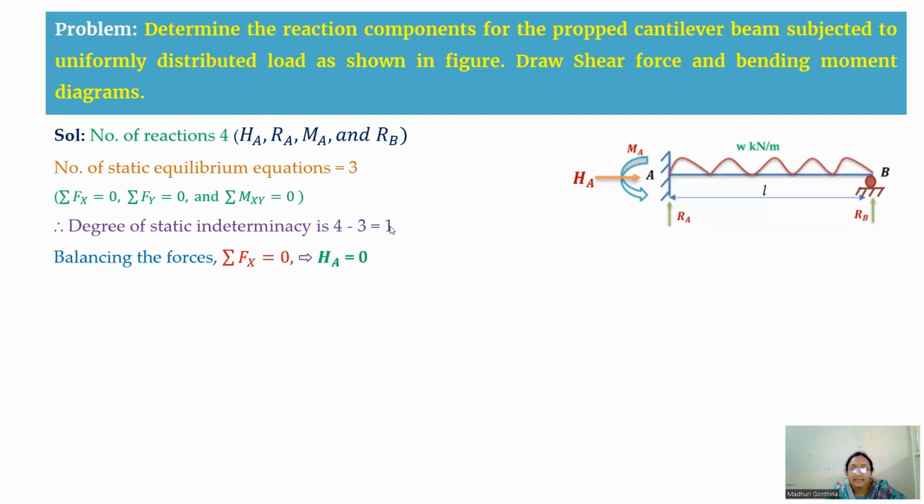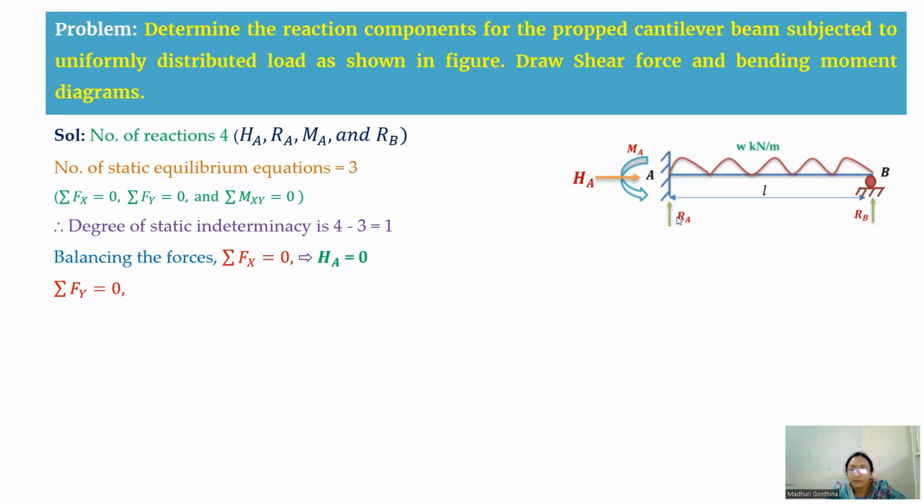Now by balancing the forces and by using these equations of static equilibrium conditions, we know that sigma Fx equal to 0. And here there is only a vertical loading in this problem. Therefore, HA is only the horizontal component, so that will be equal to 0. Another equation is sigma Fy equal to 0. That is summation of your vertical forces will be equal to 0.